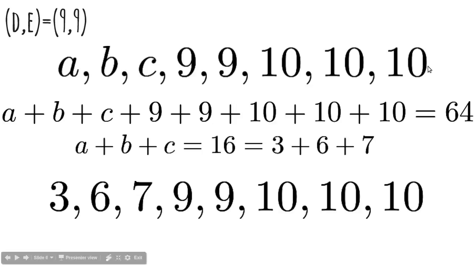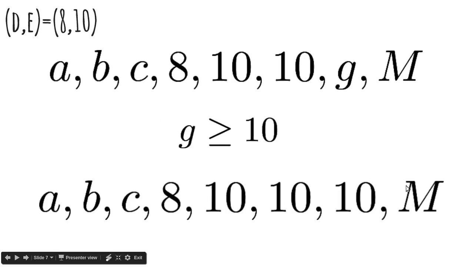So now we use the equation we got from the mean, and we get a plus b plus c plus 9 plus 9 plus 10 plus 10 plus 10 plus 10 equals 64. Subtract both sides by 48, and you get a plus b plus c equals 16. And our three positive integers, this is just an example, can be 3, 6, and 7. So we get 3, 6, 7, 9, 9, 10, 10, 10. And this is valid. It meets all of our criteria: the mean is 8, the median is 9, and the mode is 10. So that means M can be 10. So the smallest possible value of M is 10.